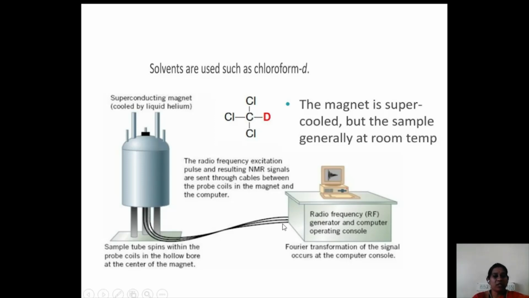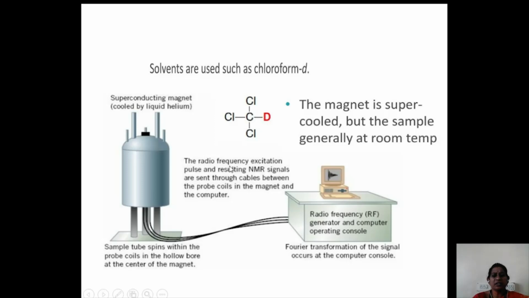The radio frequency generator passes a short RF pulse to the sample, as we have seen in how NMR signals are produced. This is a computer console which shows the RF detector and the received RF signal, and the Fourier transformation of the signal will be done over here.